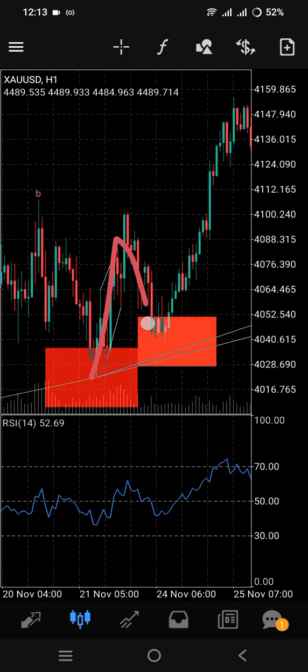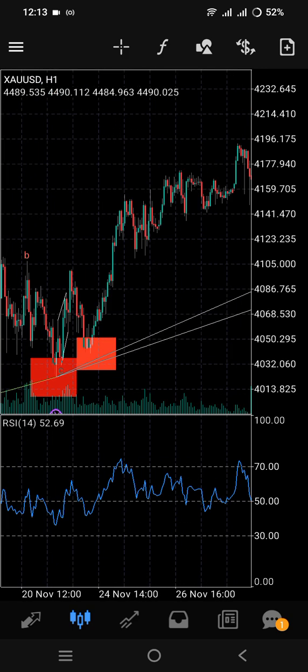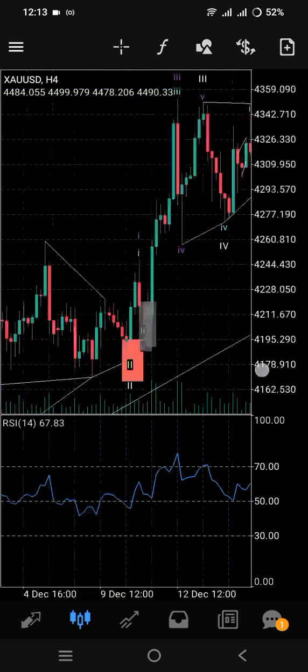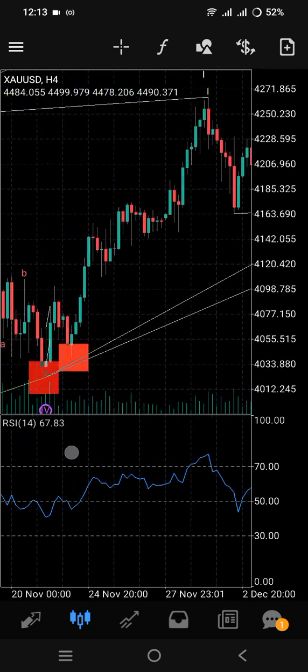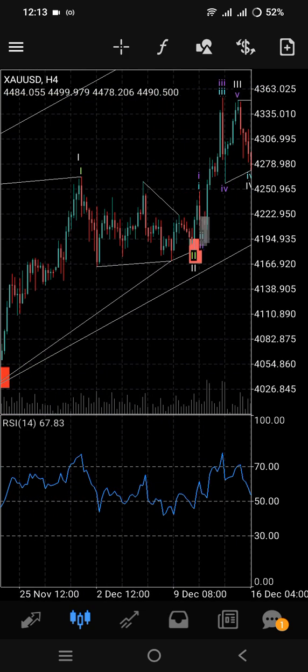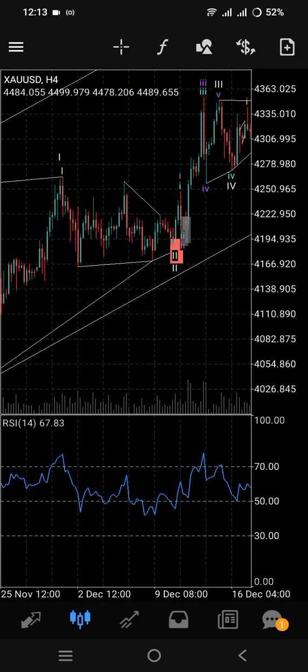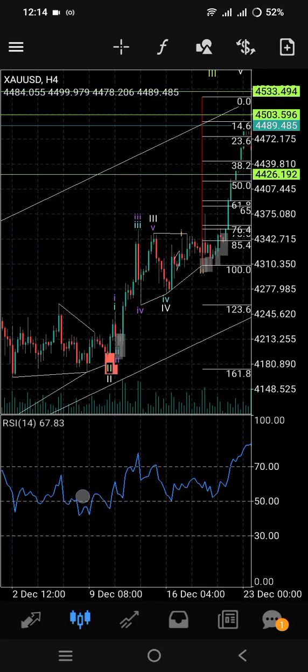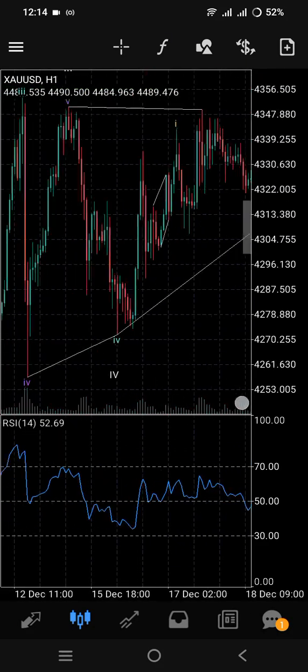So there's a 1-2 here, and if you zoom out, let me just go to 4 hourly. So from the 4 hourly, it can be taken as a 1, 2, 3, 4, 5 in a wave 1, as you can see in green and white. So I have two counts because there are two possible scenarios I'm tracking. I prefer the green one, and you'll see why soon. So we have a wave 2 in a triangle, and then there were other possible entries here which I missed as well at the time.